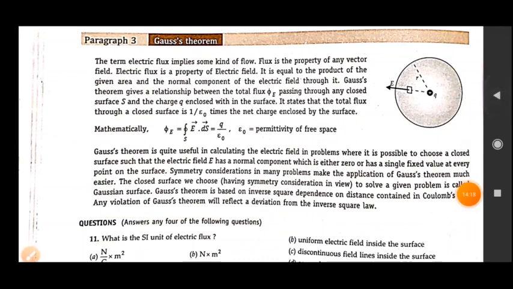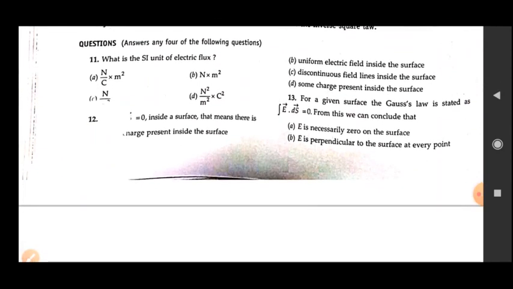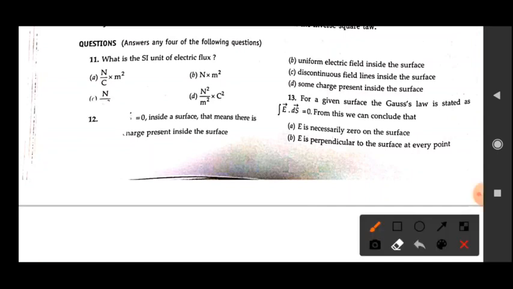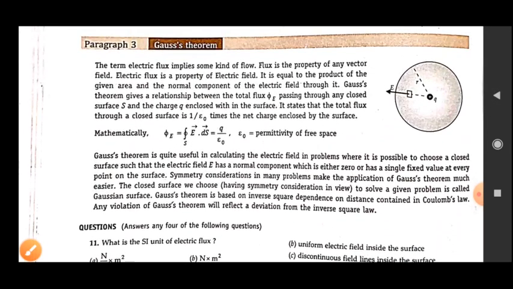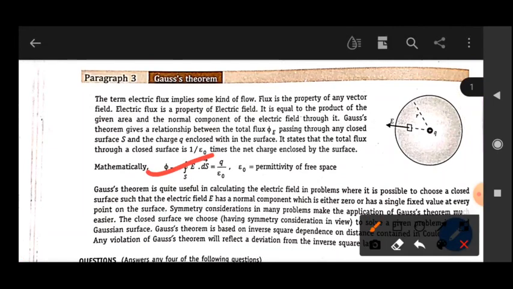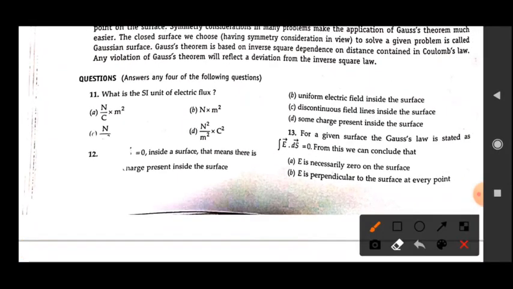So next, let's see the questions on this one. You can see some of the questions now. The first question is, what is the SI unit of electric flux? So electric flux, as you know, is phi E. Just above you can see this, sorry for that. Let's use E dot ds to find out the unit. So phi E is equal to EA.